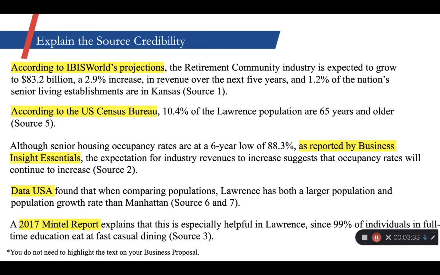Explain the credibility of the source the first time you use it in the proposal. Then, when you use the same source later, you can just use the source number at the end of the sentence. You do not need to highlight the text in your proposal. I've highlighted it here to make it clear where the writer is explaining the source credibility.